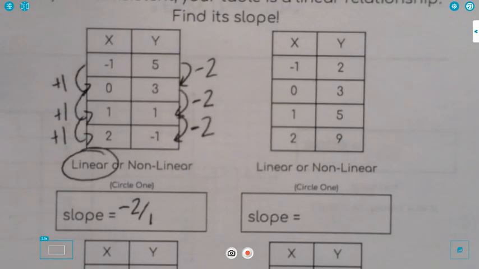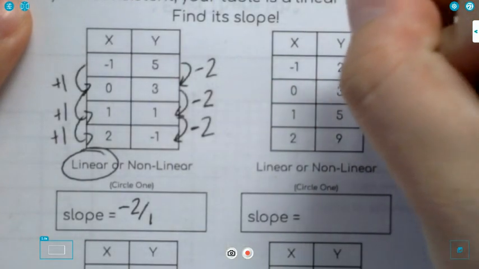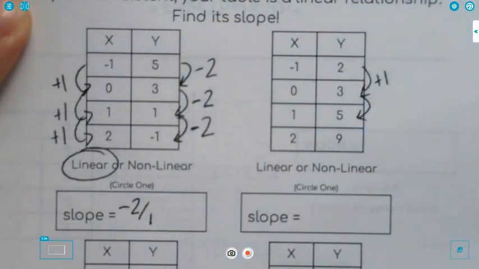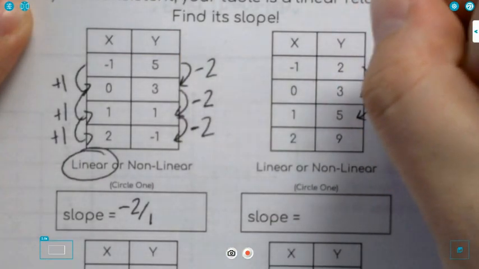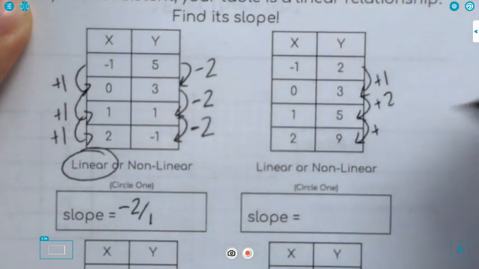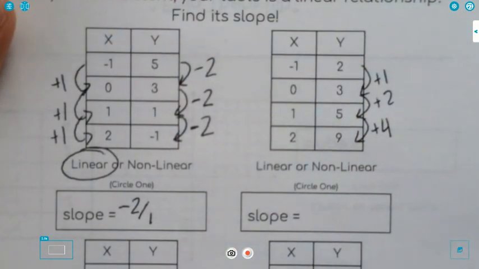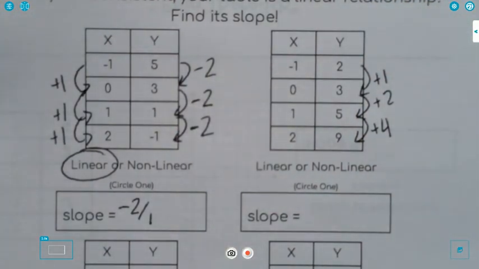So, I always start with my y's because otherwise I forget they go on top. From 2 to 3, I'm going up 1. From 3 to 5, what am I doing? I'm going up 2. And from 5 to 9, what am I doing? Up 4. Okay, so at this point you might be tempted to say this is not linear.